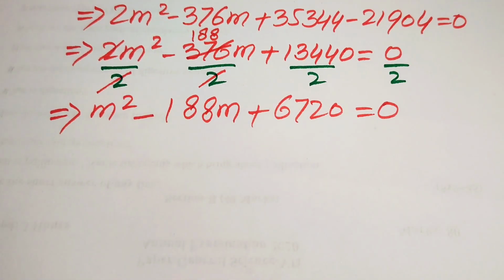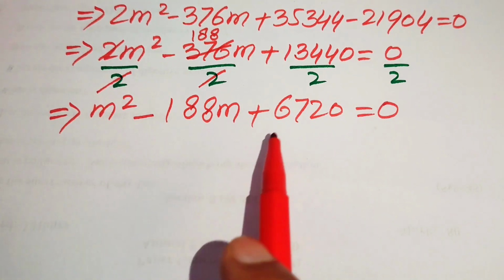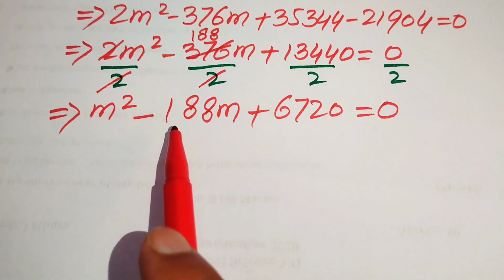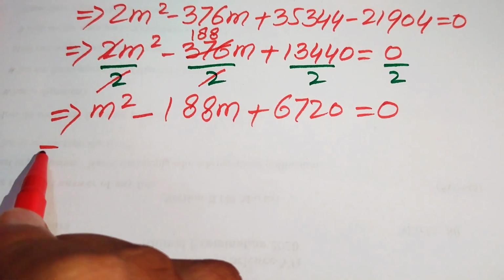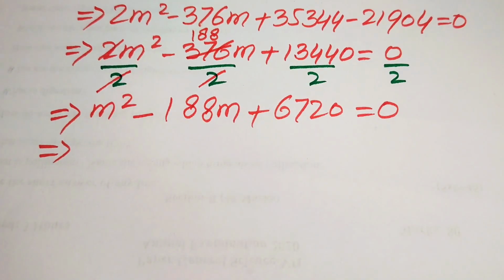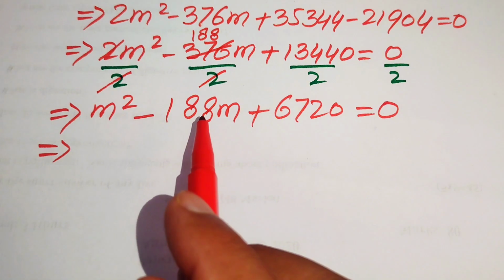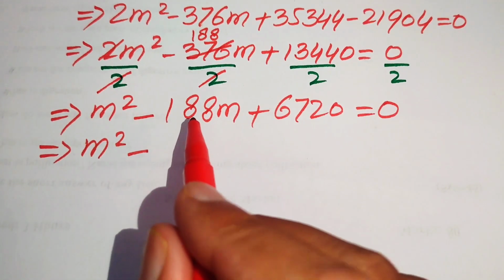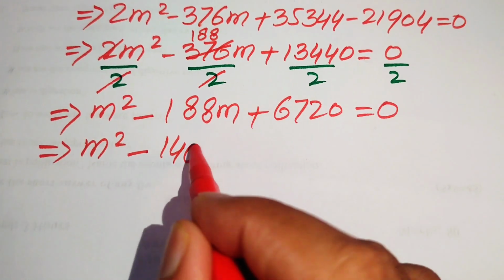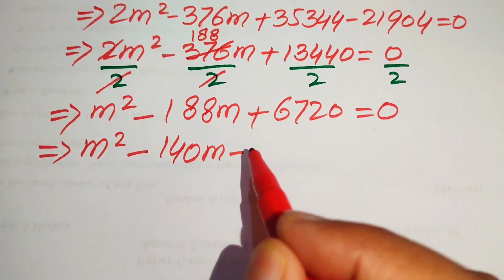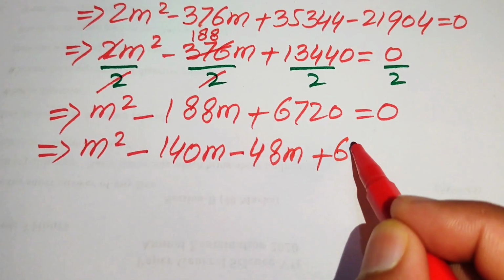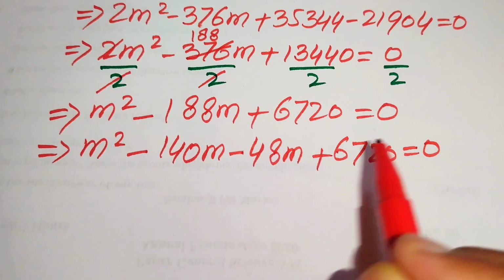And now in the next step, we need to make the factors of this equation, so we just find any two numbers whose product is 6720, and when we add these two numbers, we get 188. So here we just break the middle term of this quadratic equation. Our middle term is 188m, so we write this as m square minus 140m and minus 48m and plus 6720 is equal to 0.